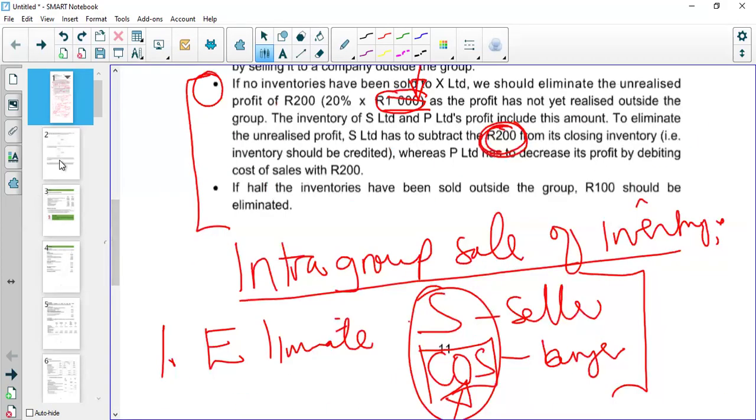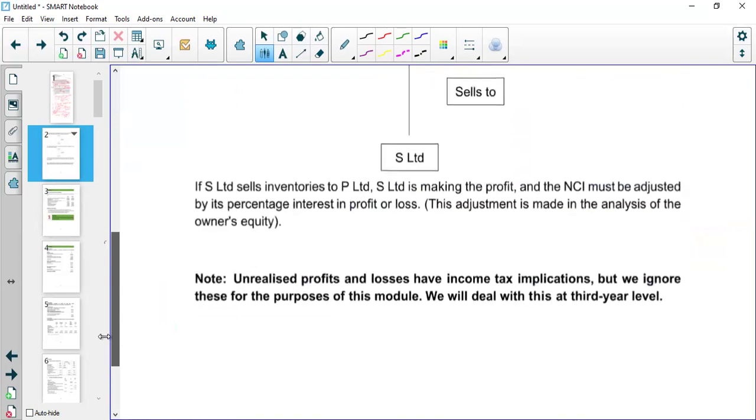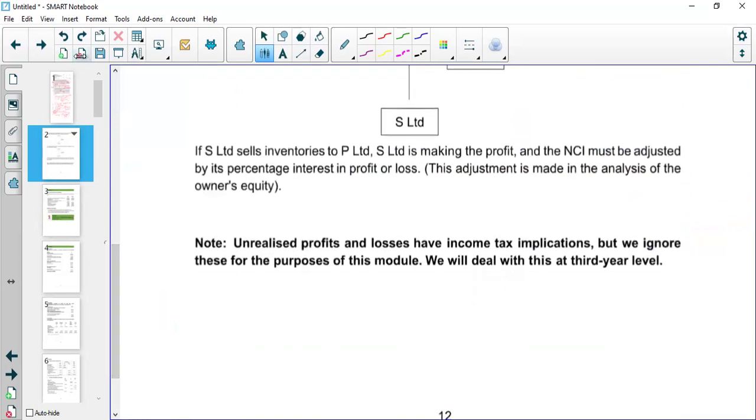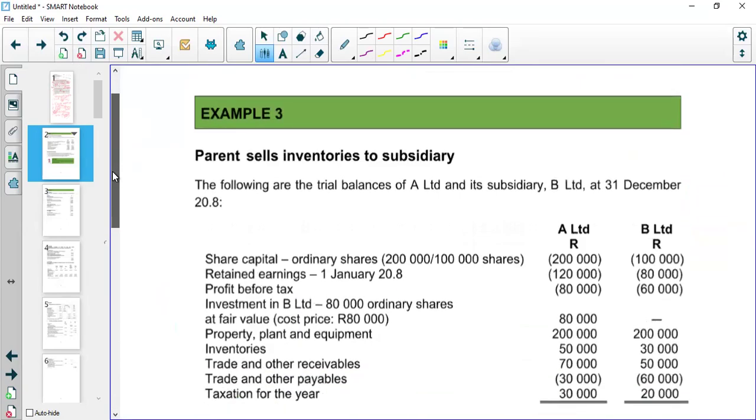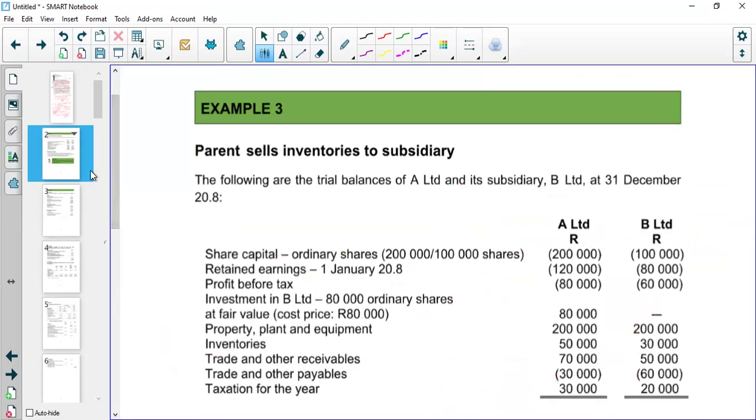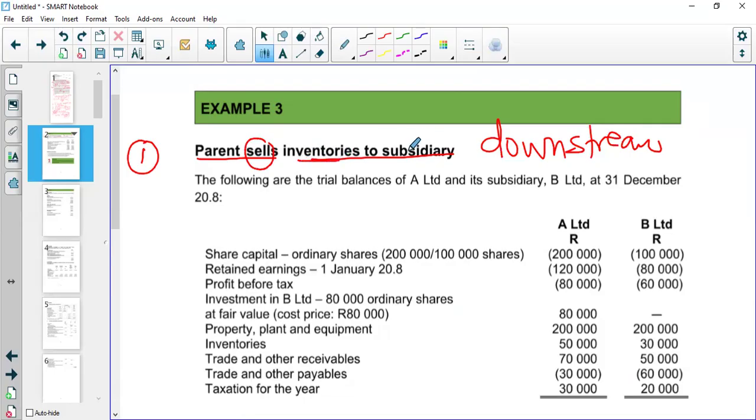The technical details, we're going to show you now how that is done. Right, so we have two cases. We have the first case whereby the parent sells inventories to the subsidiary. Right. So the parent sells to the subsidiary. This is referred to as a downstream transaction. Now, I want to repeat this. The parent sells inventory to the subsidiary.